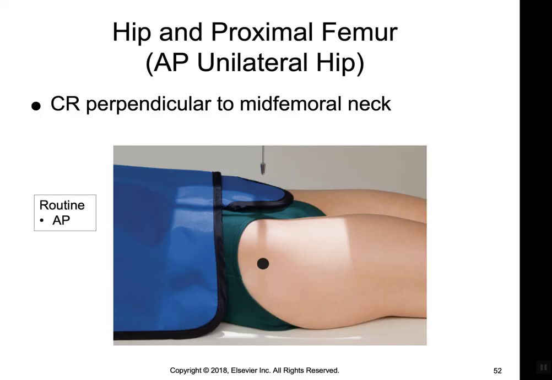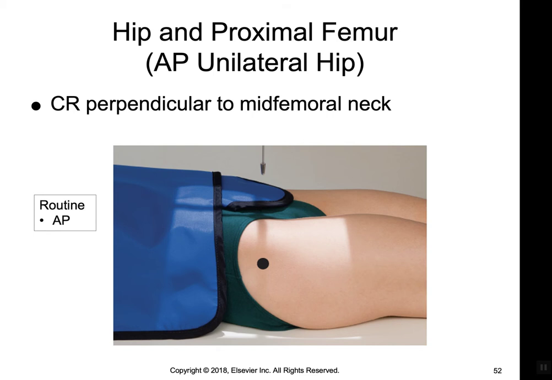Then we go into the hip. This is on page 285. Your hip and proximal femur, your AP unilateral hip. The CR is perpendicular to the mid-femoral neck. Definitely make reference to your topographic landmarks and how to identify where they are on a patient.